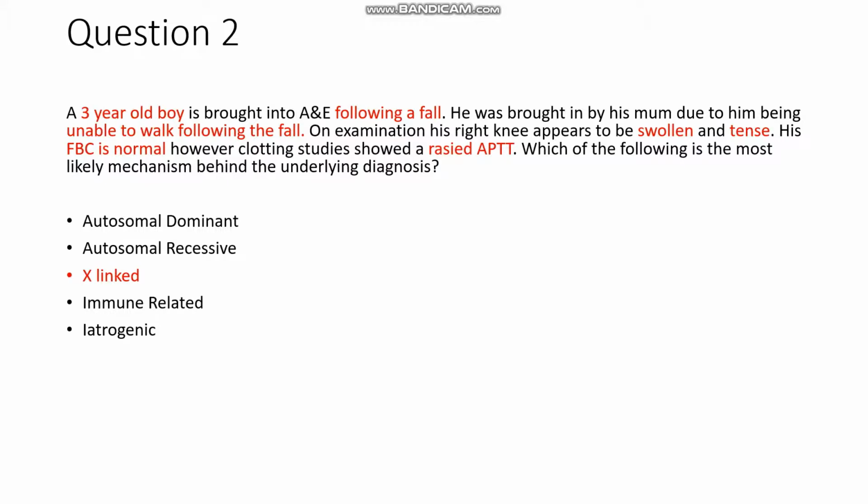So let's continue and let's look at his investigations. His FBC is completely normal. We expect this because hemophilia is a condition of secondary hemostasis, not primary hemostasis. So the platelets should be normal, everything else should be normal. However, his clotting study showed a raised APTT. Yes, because in haemophilia, when we're either missing factor VIII or factor IX, we're actually shutting down the intrinsic pathway, and thus we raise the APTT. So all of this points towards a diagnosis of haemophilia. And remember, the congenital version of haemophilia occurs due to a flip-tip inversion on the X chromosome, so this is X-linked. Let's move on to question 3.